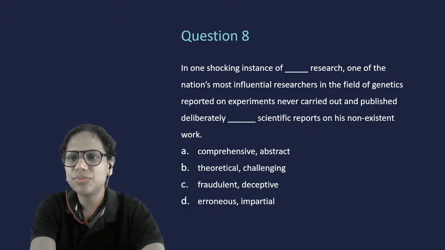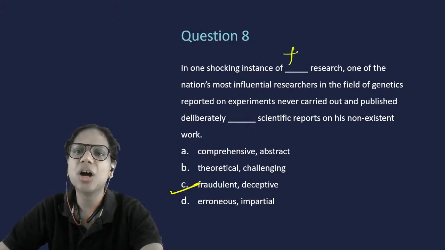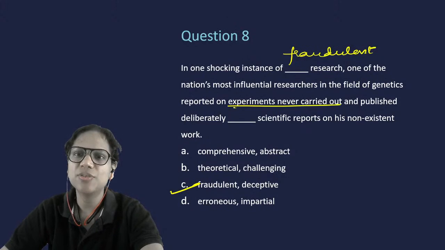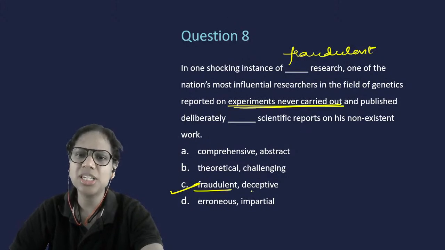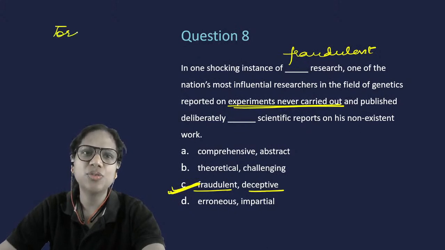So, okay, one of you says A. Is it an instance of comprehensive research? Comprehensive is something that covers a wide range of things. That cannot be the answer. C is our answer here. The research was out and out fraudulent because these experiments were never carried out. So, fraudulent, deceptive. Right? What is the meaning of this word, tort?